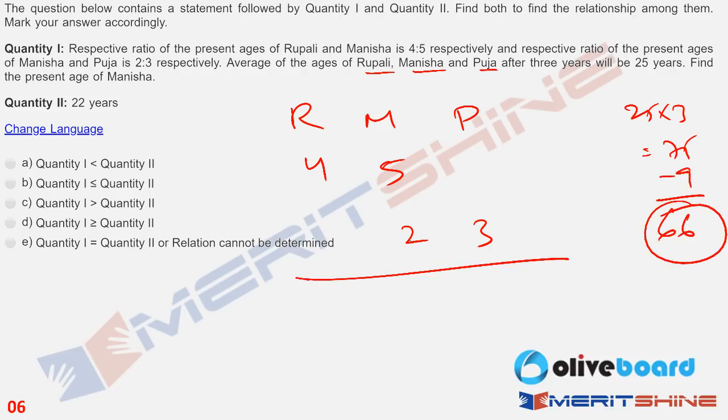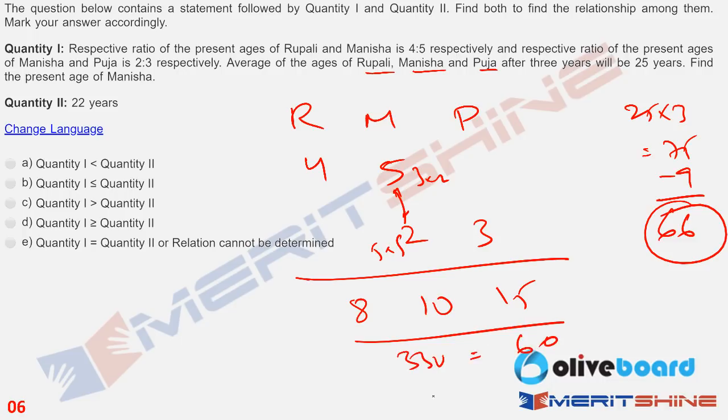Their ratios are given, so we'll just make them the same. If I multiply these by 2 and these by 5, I'll get Manisha equal, and then I can equate all three. So this is 8, this will become 10, and this will become 15. How much is this? 33 units. 33 units correspond to 66, so each unit basically corresponds to 2.